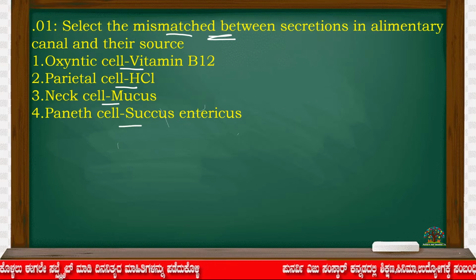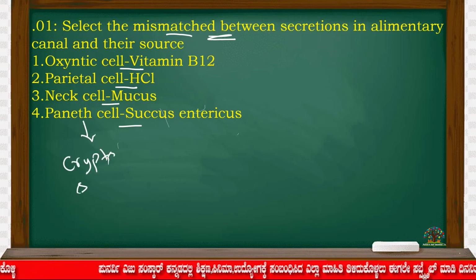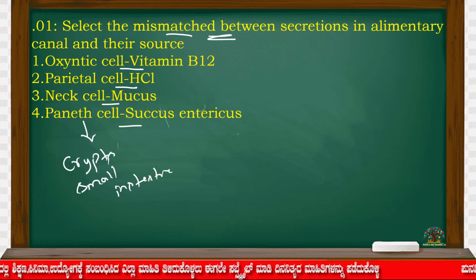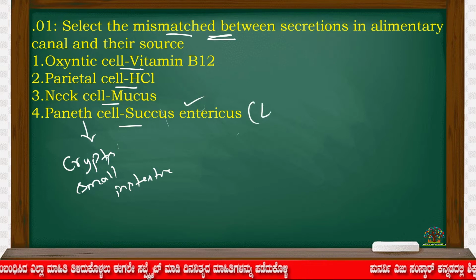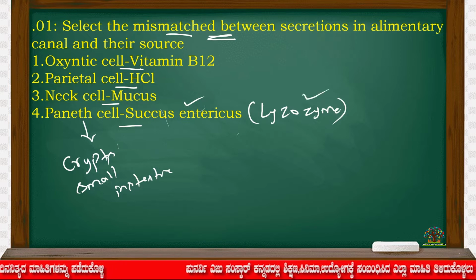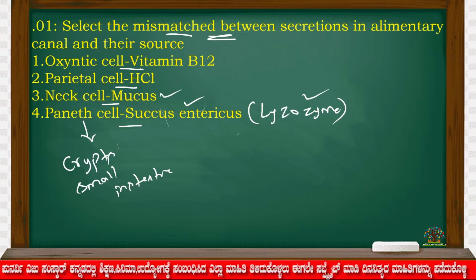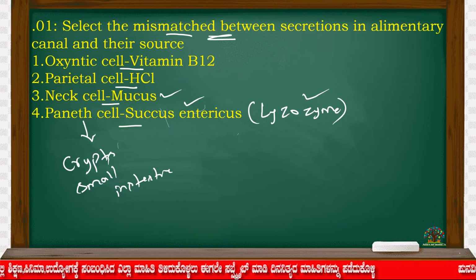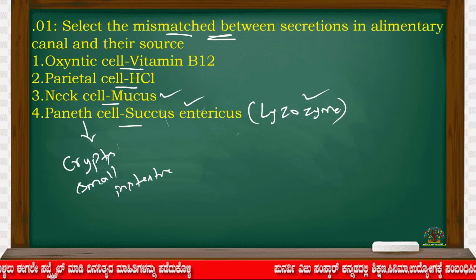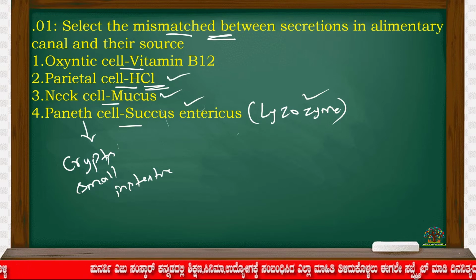So succus entericus or this pinnate cell, these cells are present in the crypts of small intestine, and they produce succus entericus, which also has lysozyme that helps in the process of digestion. Whereas the neck cells which are present in the alimentary canal produce mucus in order to avoid the process of auto-digestion. The second option, parietal cells, which are a part of the digestive system, secretes HCl in order to digest the food, so that option holds good.